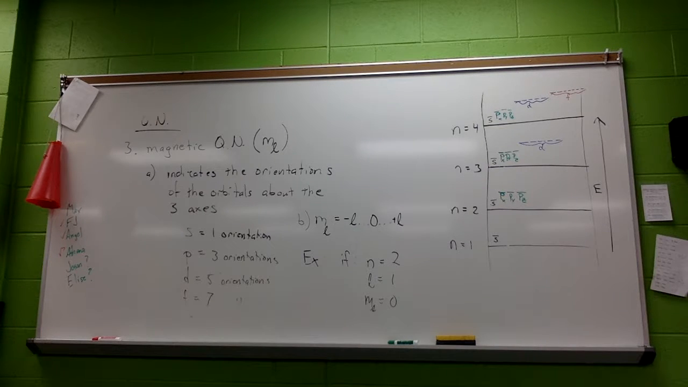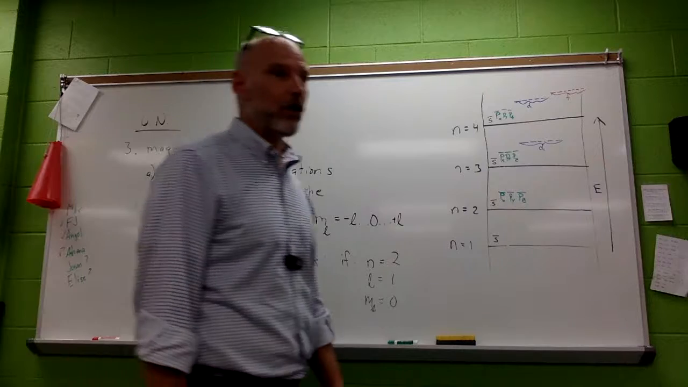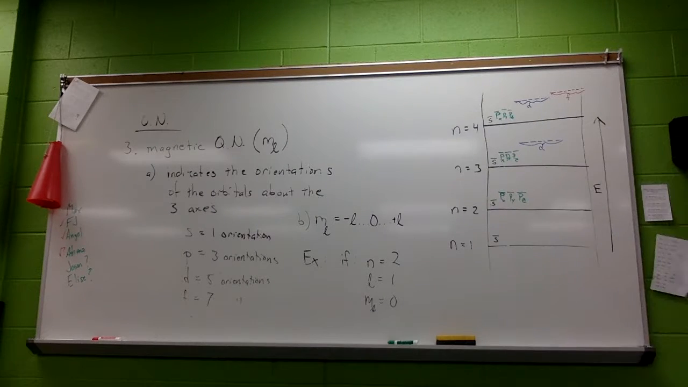25. Interestingly enough, a couple of you are smart people, so you're noticing the trend. How many G orbitals would there be? 9. You're noticing the trend? 1, 3, 5, 7, 9. Okay.